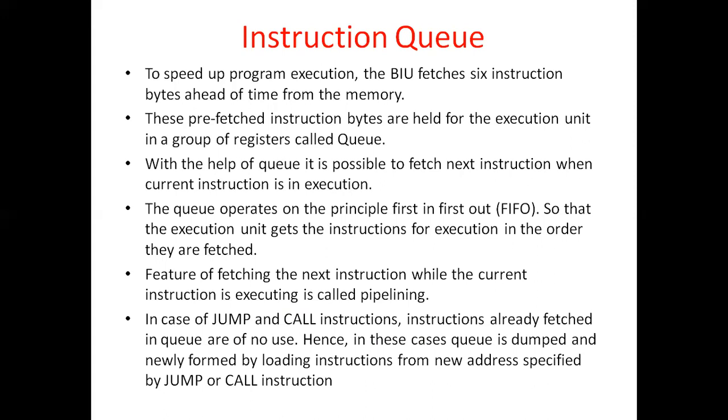The feature of fetching the next instruction while the current instruction is in execution is called pipelining or parallel processing. In the case of jump and call instructions, the instructions already fetched in the queue are of no use, because jump and call will run at a new address. Hence, the queue is dumped or cleared and newly formed by loading the instruction from the new address which is specified by the jump or call instruction.